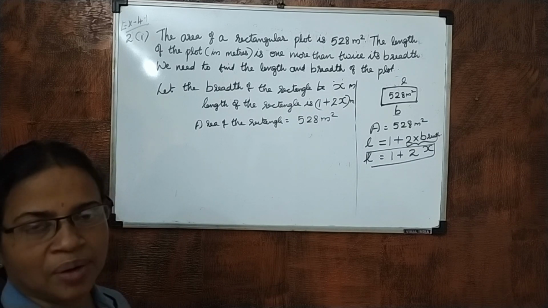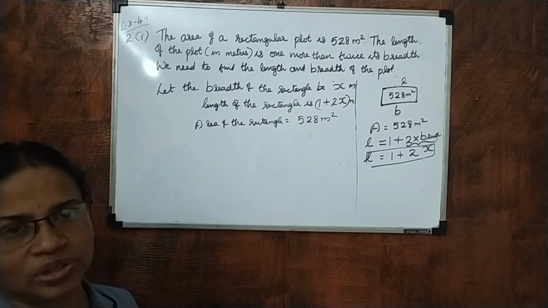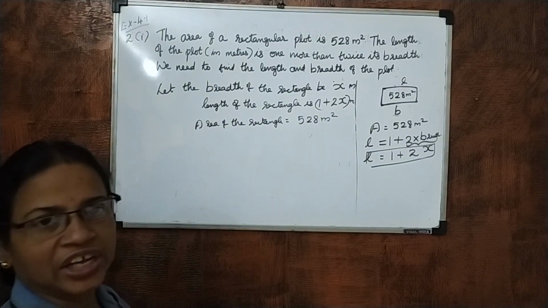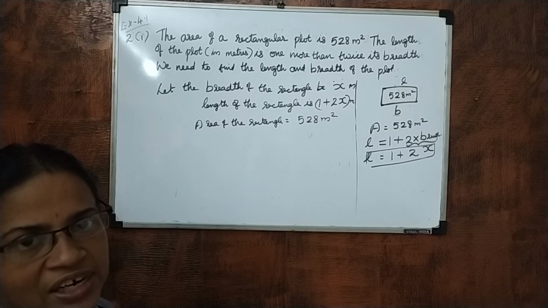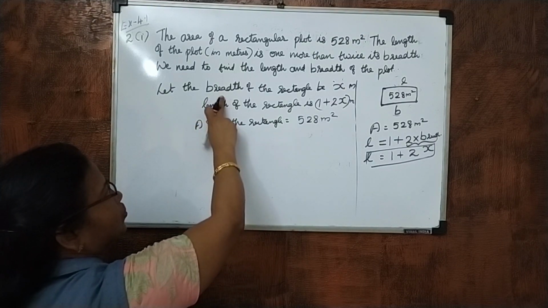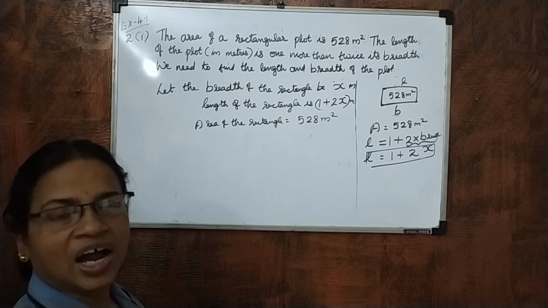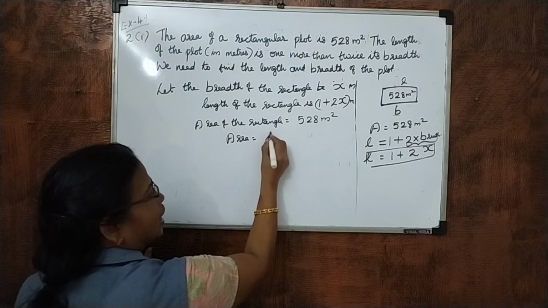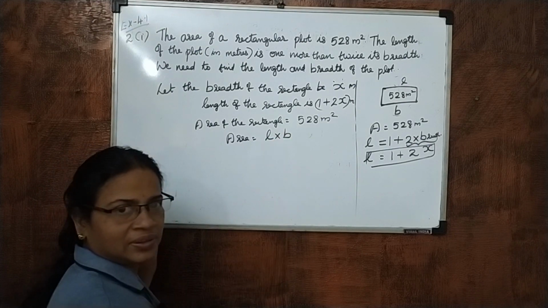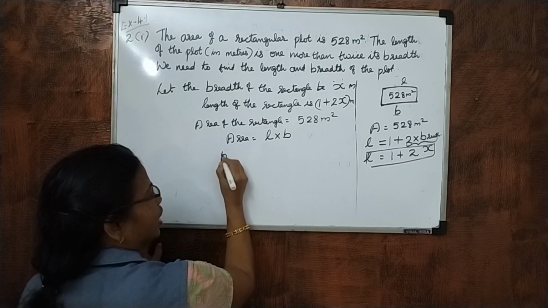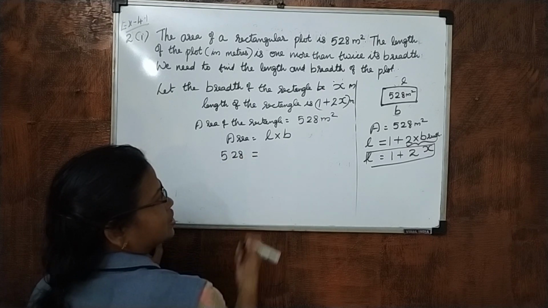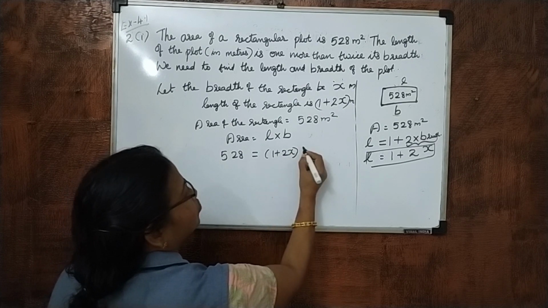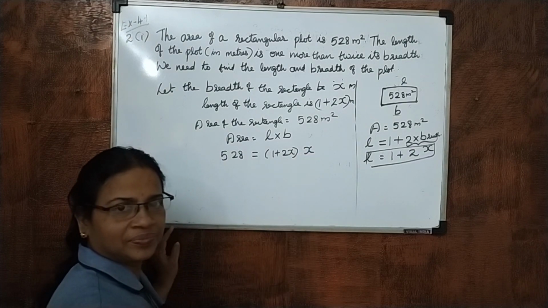Any product or sum, nothing is given. So what do you have to think about? Area is given. How will you find the area of the rectangle? Here length is there, breadth is there. Area equals length into breadth. Clear? So it will be 528 equals length, which is 1 plus 2x, into breadth, which is x.